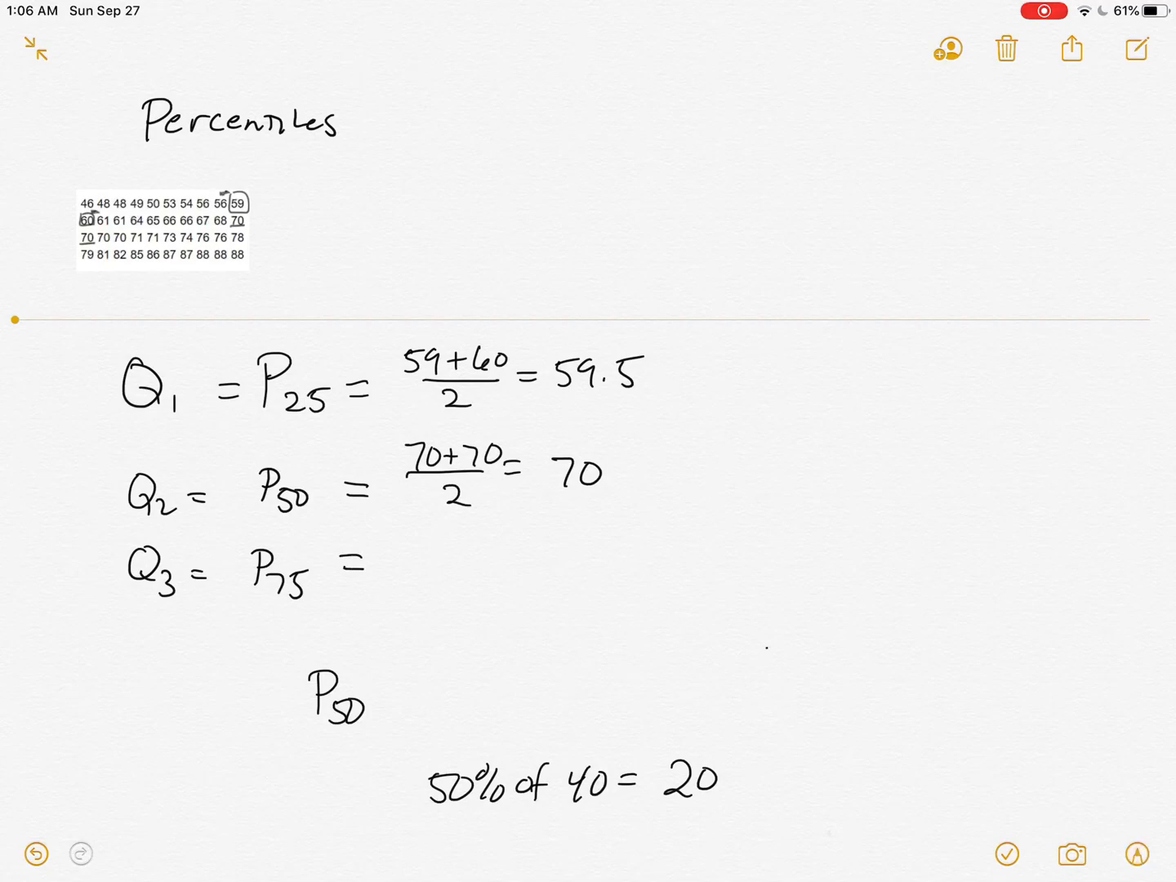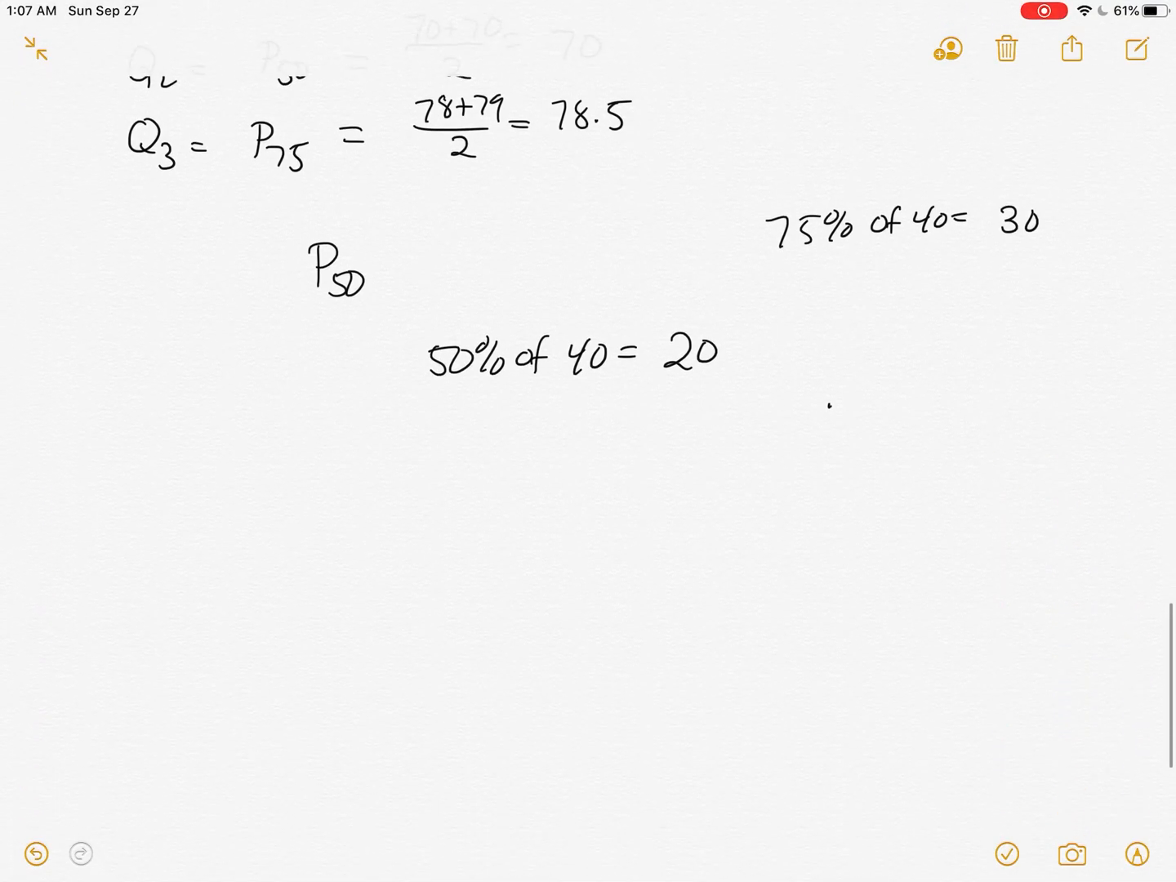P75 would be 75% of 40, which is going to be 30. And the 30th value is 78. The 31st value is 79. So we're going to take 78 plus 79 and divide by 2 to get 78.5. Those are how you're going to find the percentiles, and use those percentiles in order to come up with other things like box plots.